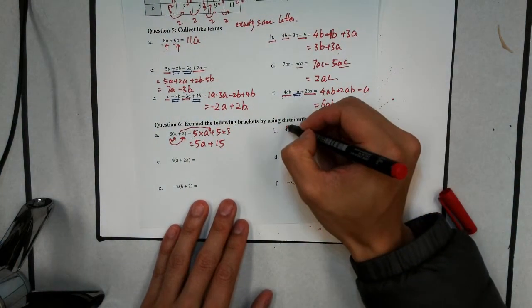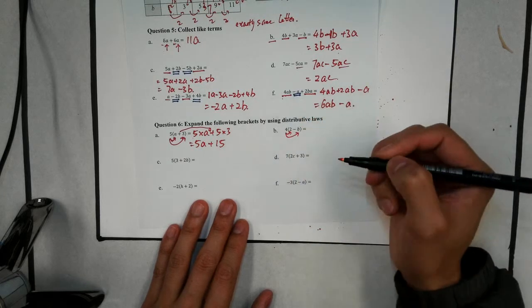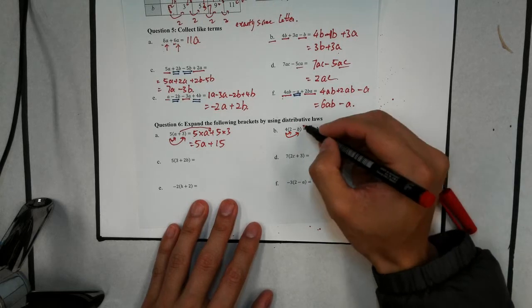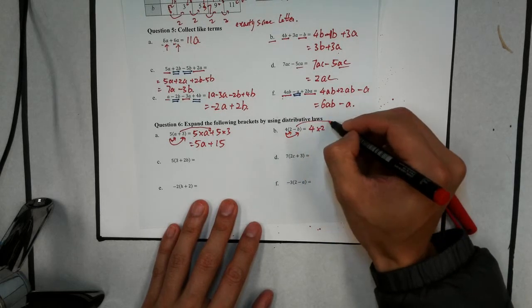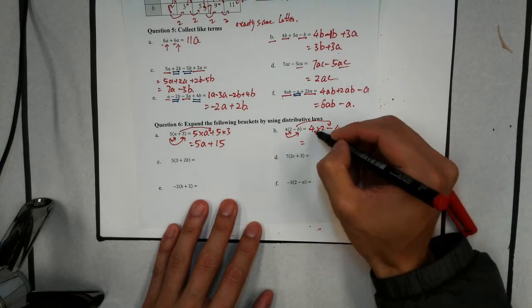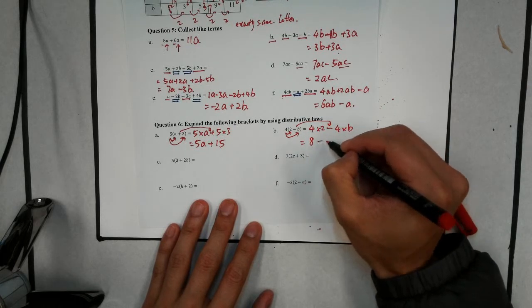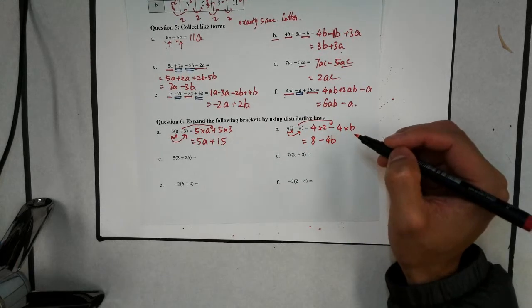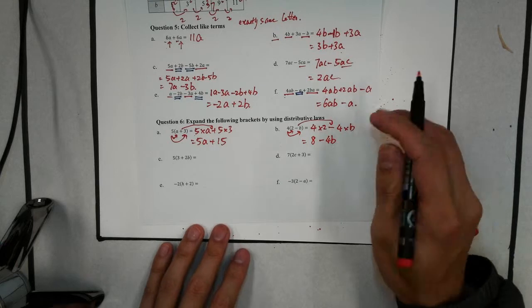So the second one, we have 4 outside, so 4 times each of the terms inside. So we have 4 times 2, okay, and then minus 4 times b. 4 times 2 we get 8, 4 times b, 4b. So that's how we expand the bracket.